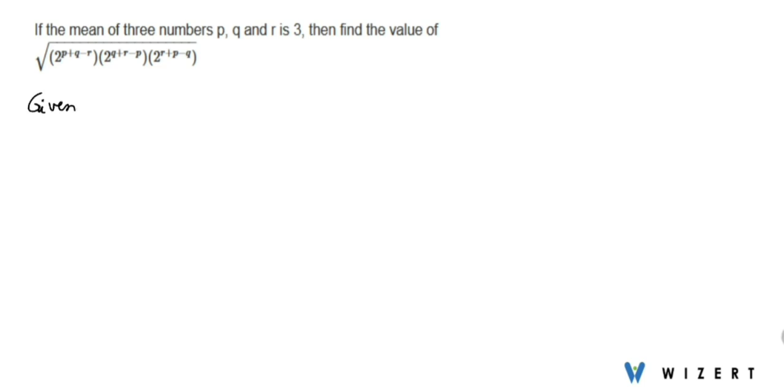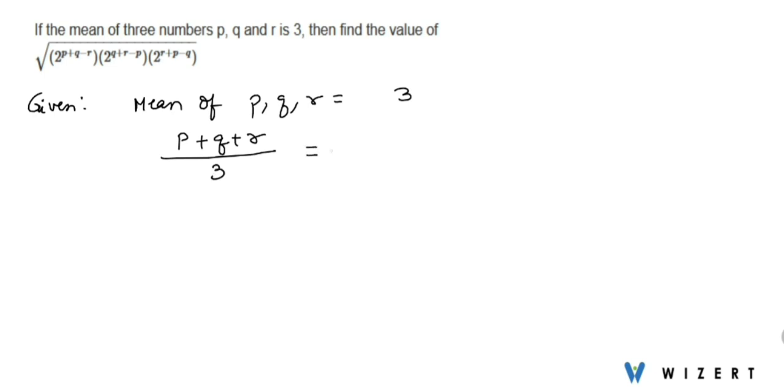So first of all, what is given to us in the question is mean of p, q, r is 3. So how do we calculate mean? The sum of all the observations divided by the total number of observations. So here mathematically we can write p plus q plus r as 3 multiplied by 3, which is 9. Let this be the first equation. So this is given to us.